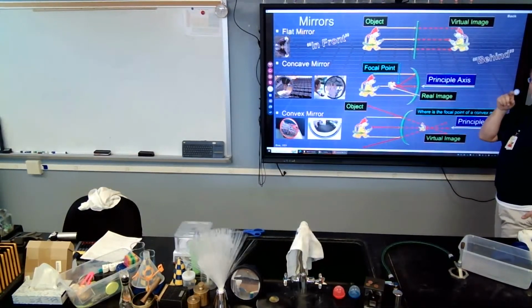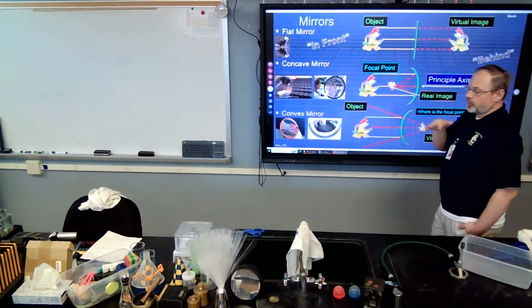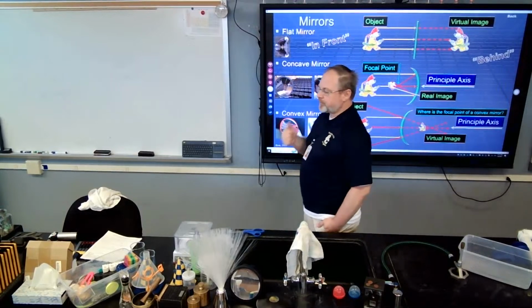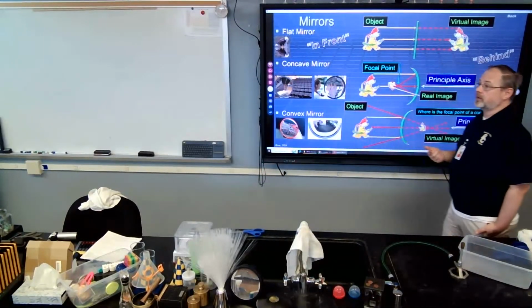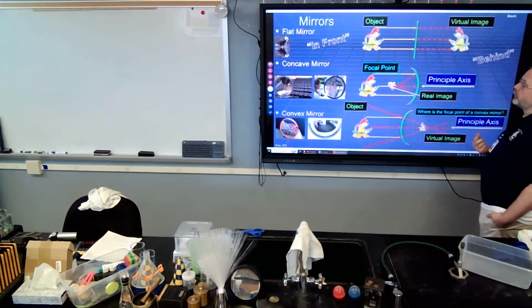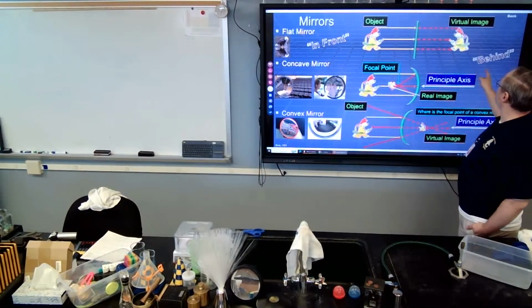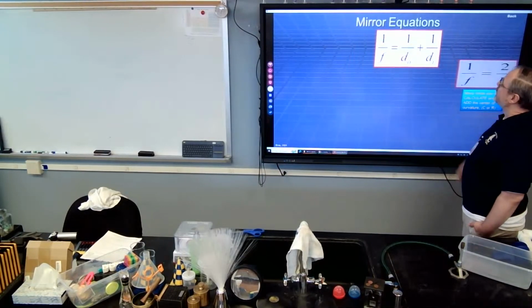Additionally, when we're doing these, because of the way the math works, we usually use centimeters or millimeters. We very rarely need to use meters, just as long as we use the same units. So we usually use centimeters and millimeters. Okay, this is the mirror equation.